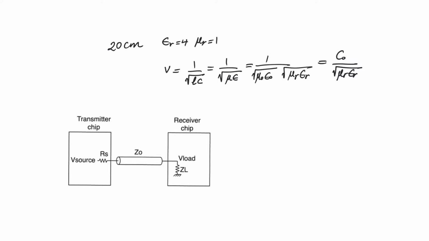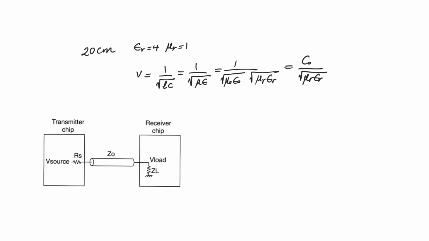So we can calculate the velocity at which the wave travels through this 20 centimeters long wire, and we can calculate the time of flight of the wave through this wire as the length of the wire divided by the velocity at which it is traveling. So using the values I gave here, you can calculate a time of flight which is equal to approximately 1.33 nanoseconds. Now that means that it takes the wave 1.33 nanoseconds just to traverse the transmission line.